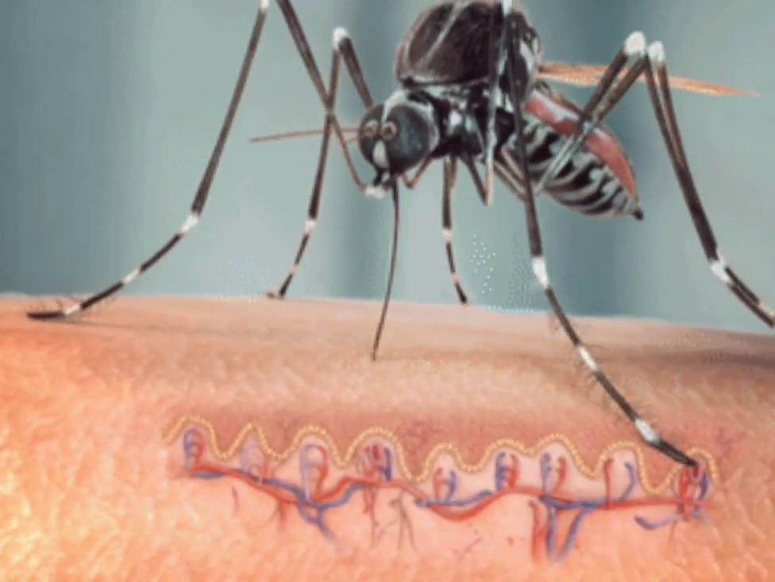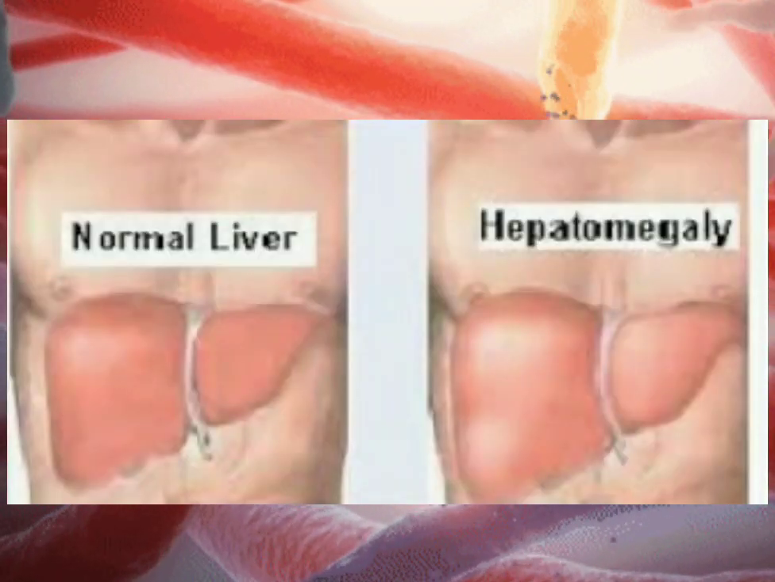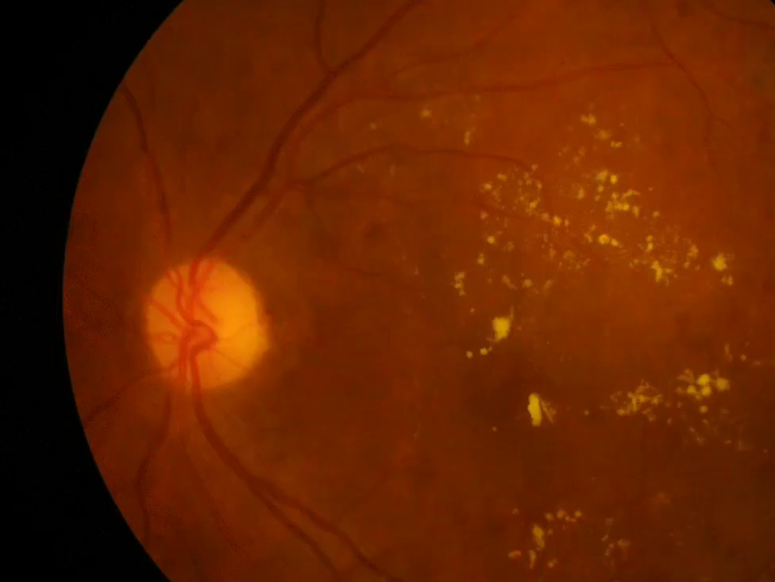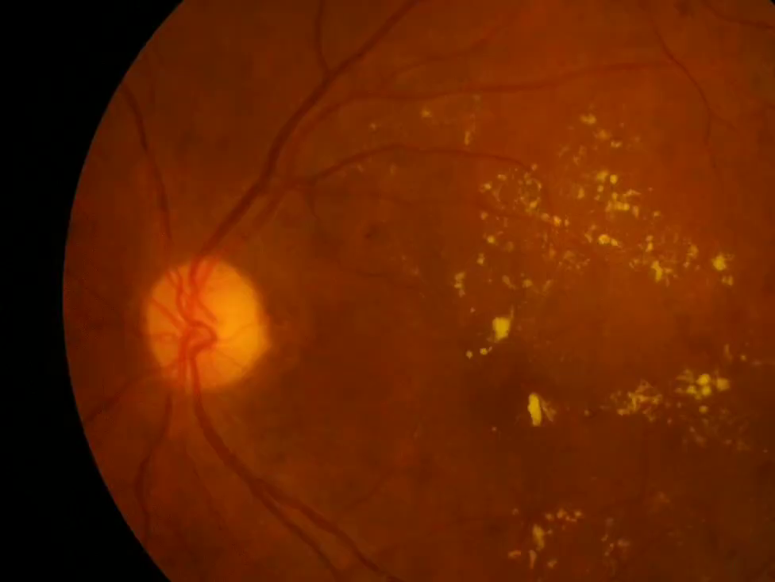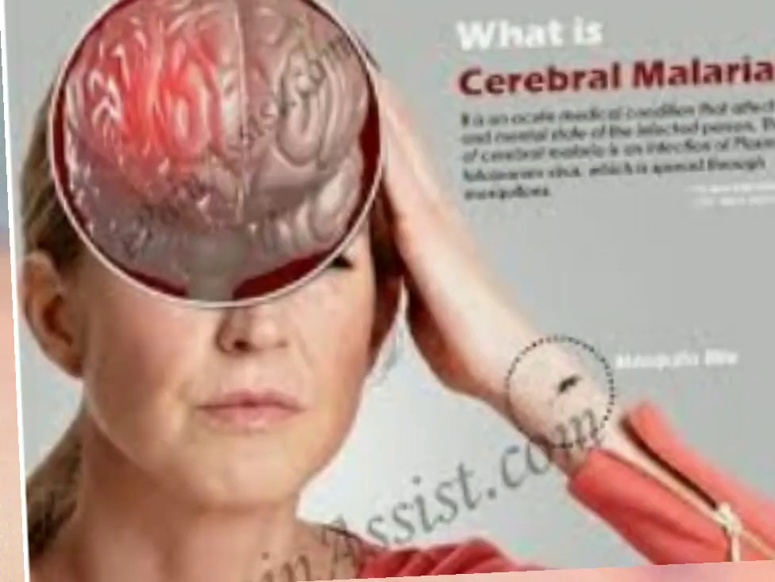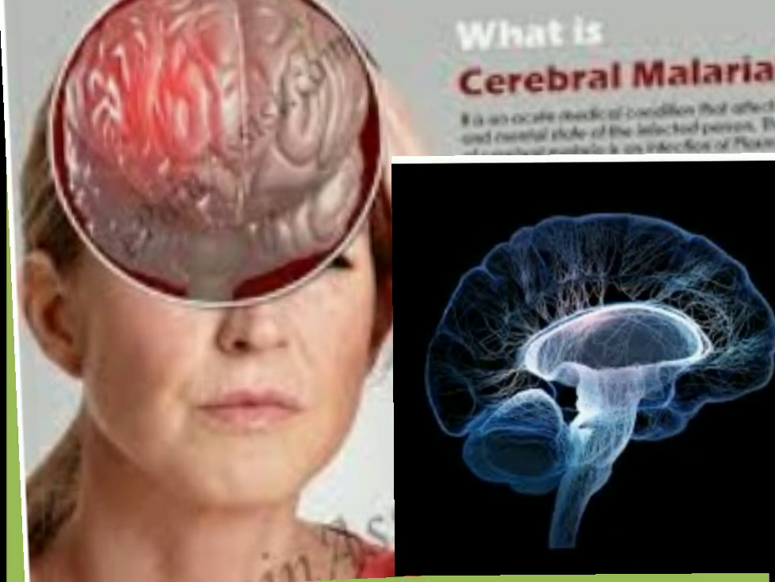Then the next symptoms and signs are hemoglobinuria, hepatomegaly, which is the enlargement of the liver, and retinal damage. This is rare, but it occurs when there is a very high degree of infection in that patient. The retinal damage is to the eye. And last, and the most fatal, or we can say dangerous, is cerebral malaria, which is the brain infection.